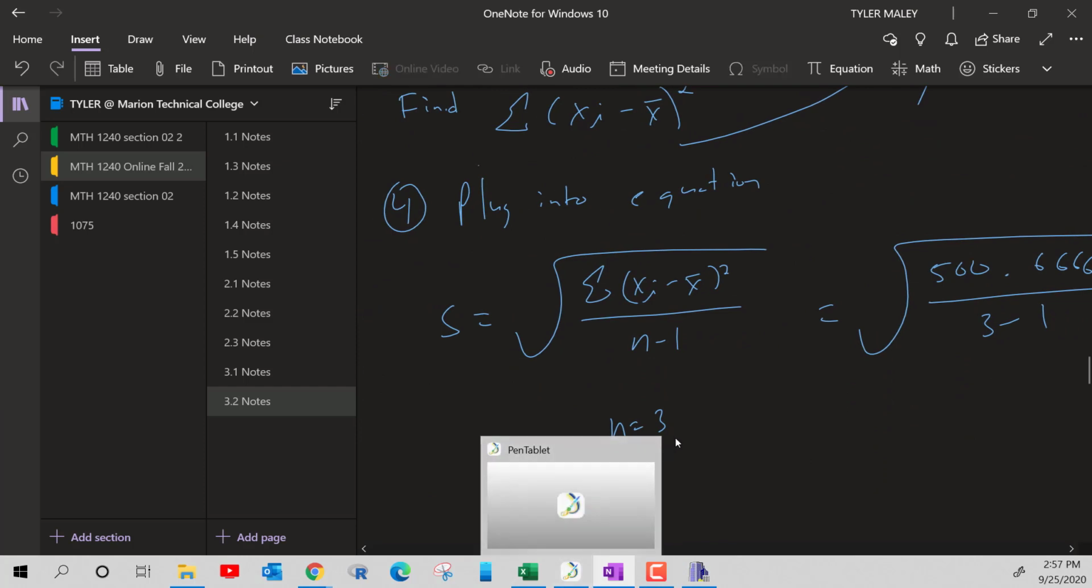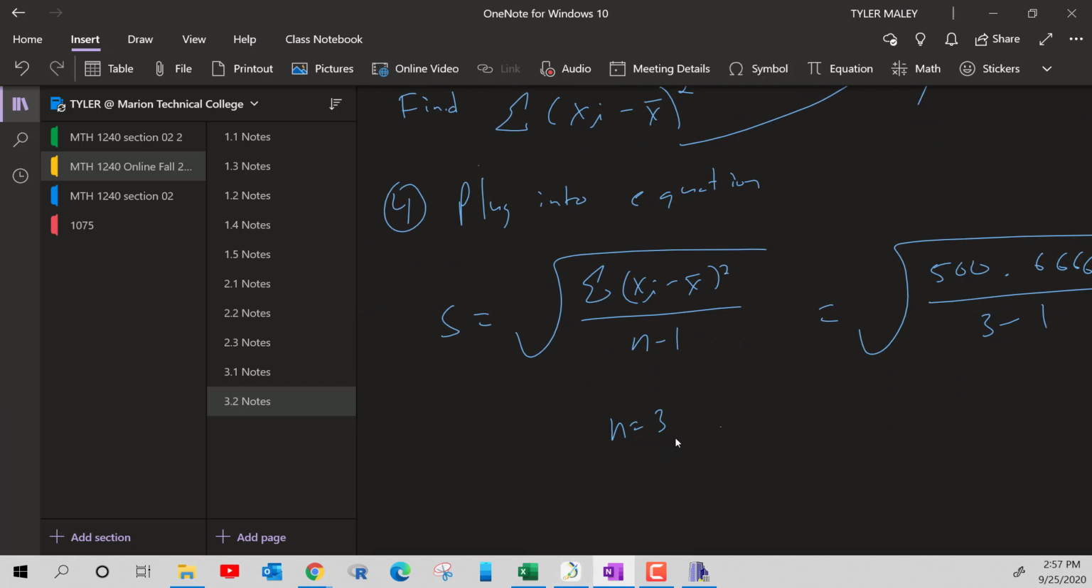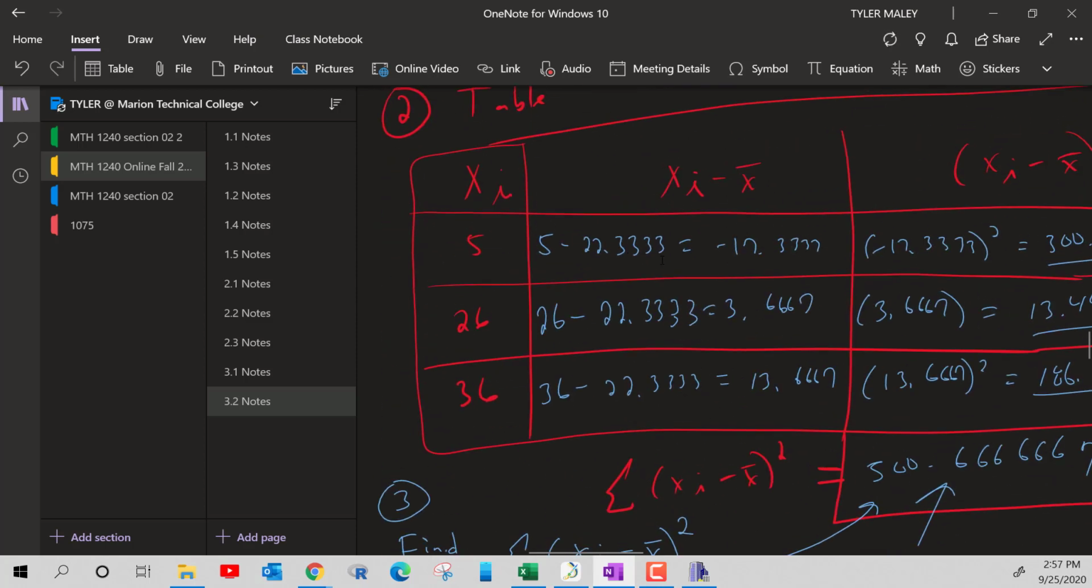Right, so this is approximately equal to 15.82, and this would still be in minutes. Right, so in other words, the average distance from the mean for those three numbers for that sample was 15.82 minutes, right?